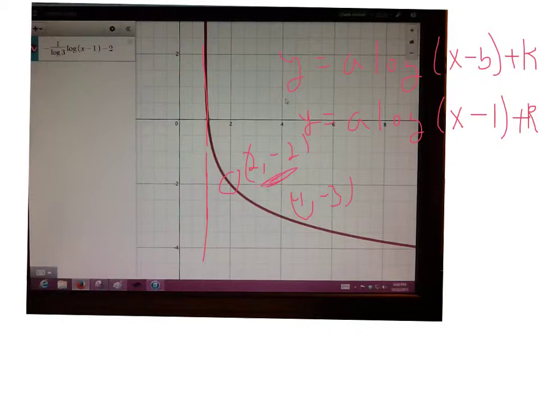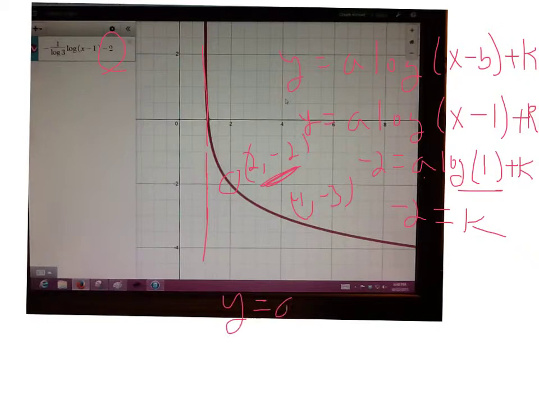And then let's pick one of these points. I'm going to choose 2, negative 2. So negative 2 is y equals a times the log of, let's see, 2 minus 1, which is 1, plus some number k. I know the log of 1 is 0, so a times 0 is 0, so k is negative 2, it looks like. And that checks there.